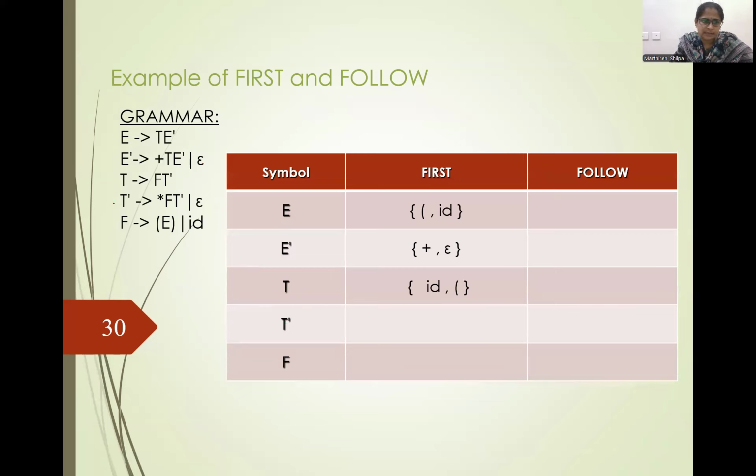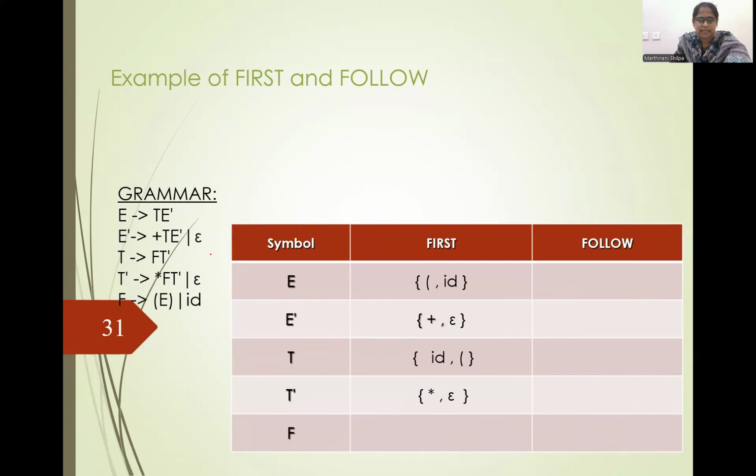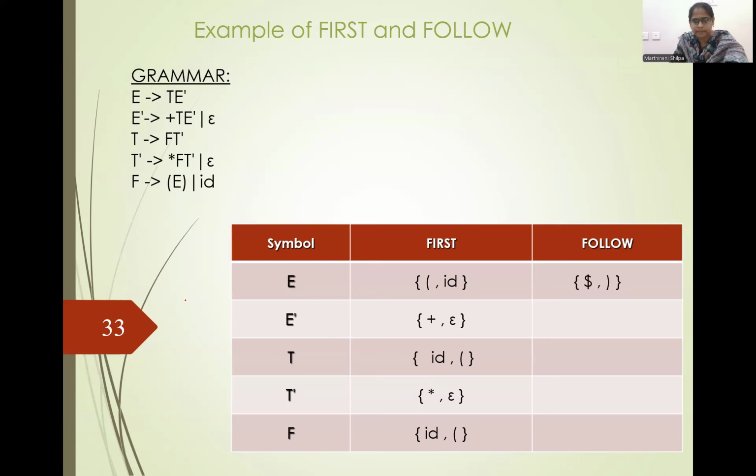Here consider this production T dash. Star is the first of the input strings generated by this T dash, and also epsilon is a terminal generated by this T dash. So the first set of T dash contains star, epsilon. And next F. F is a non-terminal which is going to generate a set of strings that start with opening bracket and ID. Now let us compute follow for the same grammar.